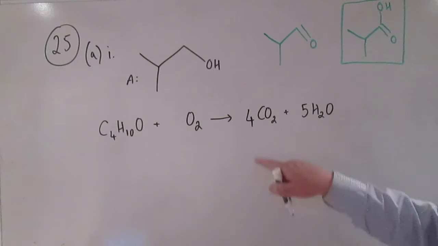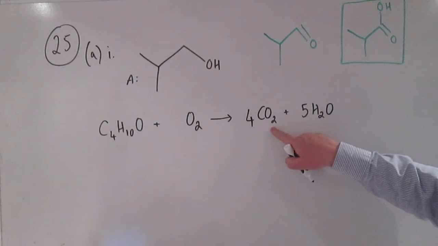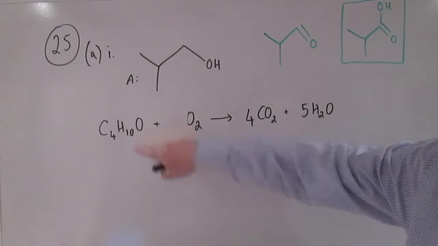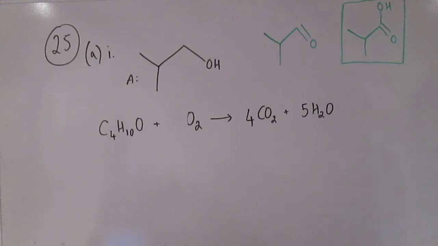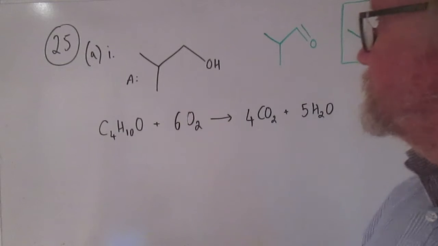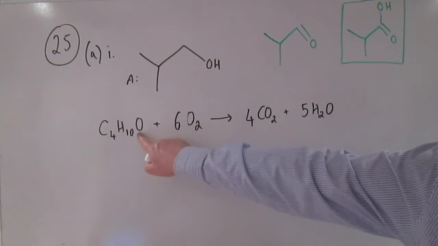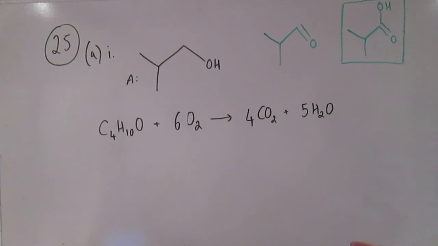And then if we add up the numbers, we've got 4 2s are 8 oxygens there, plus another 5 gives you 13. So going over to this side, you can see one of those 13 is already there in the alcohol, so we need 12 more oxygen, and therefore that's just 6 O2. Make sure that you noticed that that one was already there. It's very easy to forget that, in which case you'd have got 6.5 there.